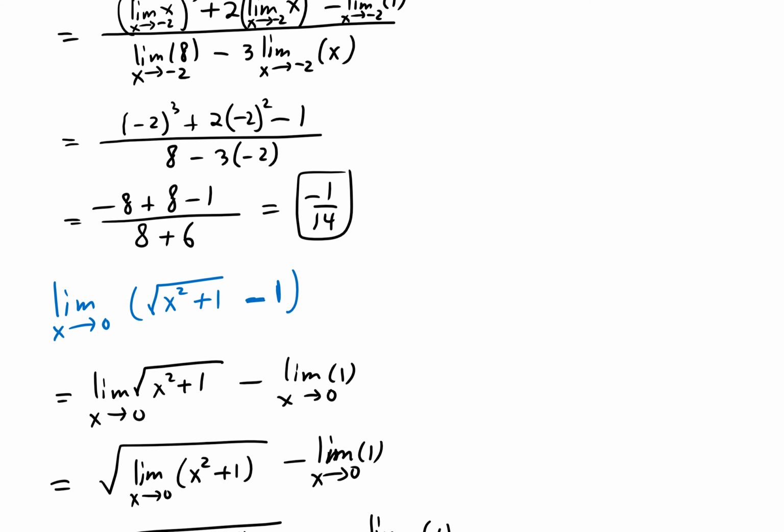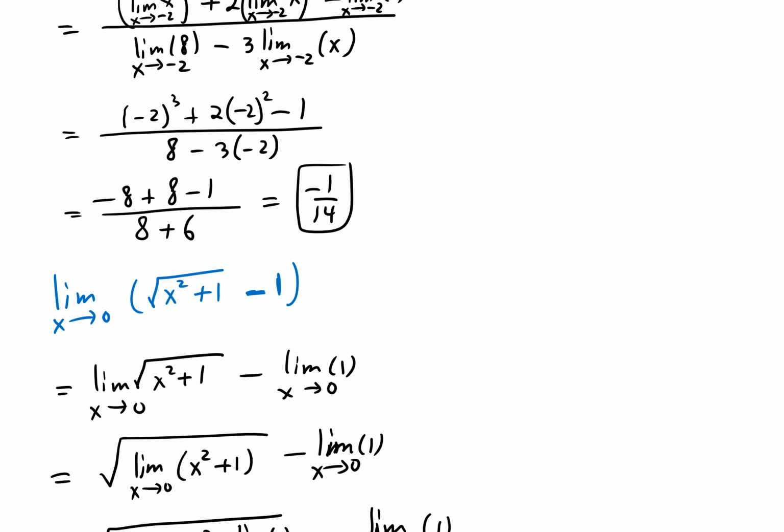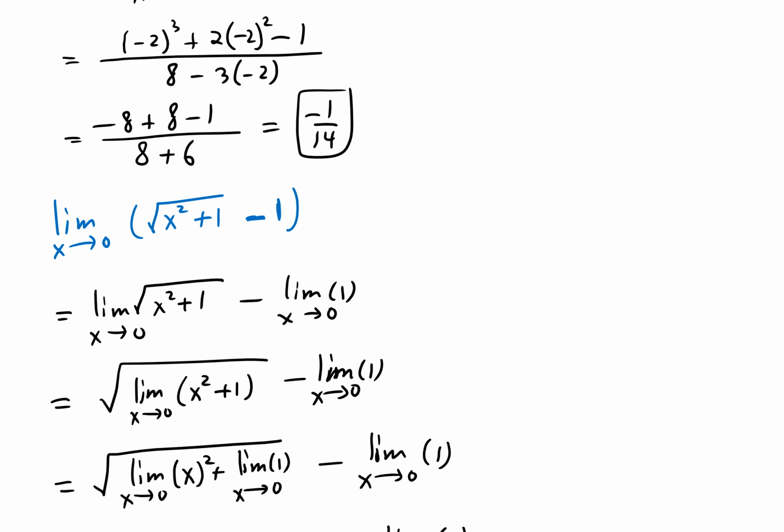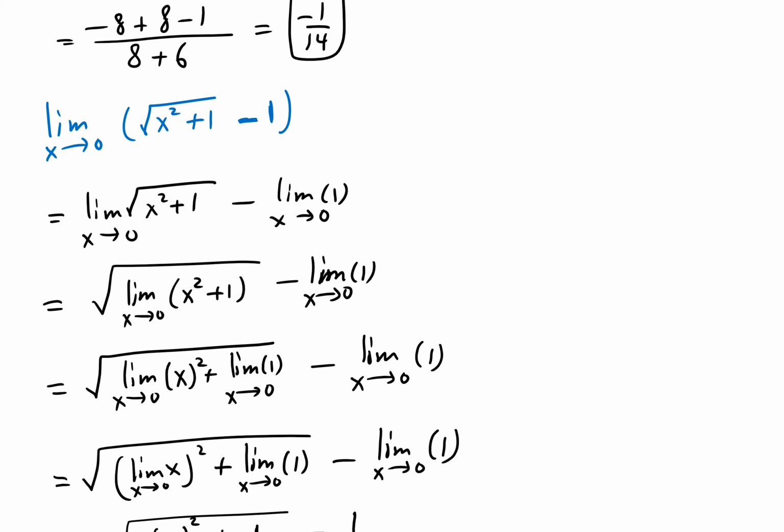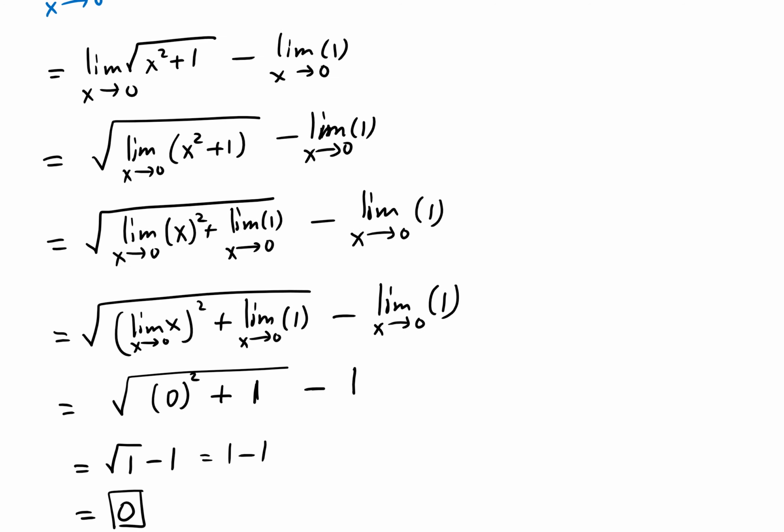Then we can pass the limit inside the radical sign. Then you do the limit of the sum is the sum of the limits. Then pass the limit inside the x squared. Keep everything else the same. Evaluate. We got 0.